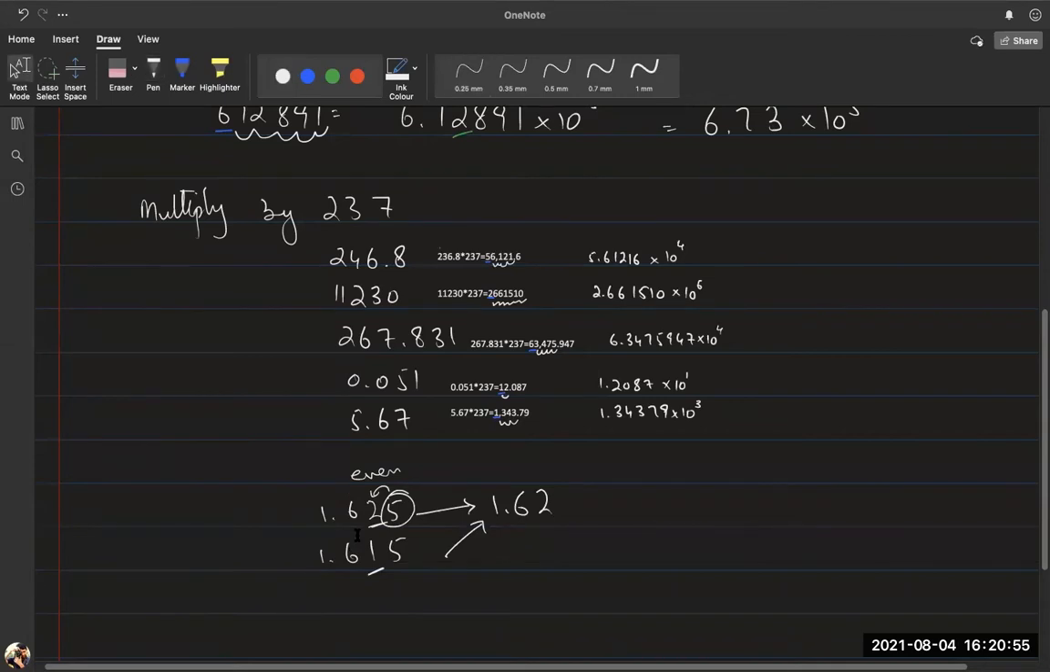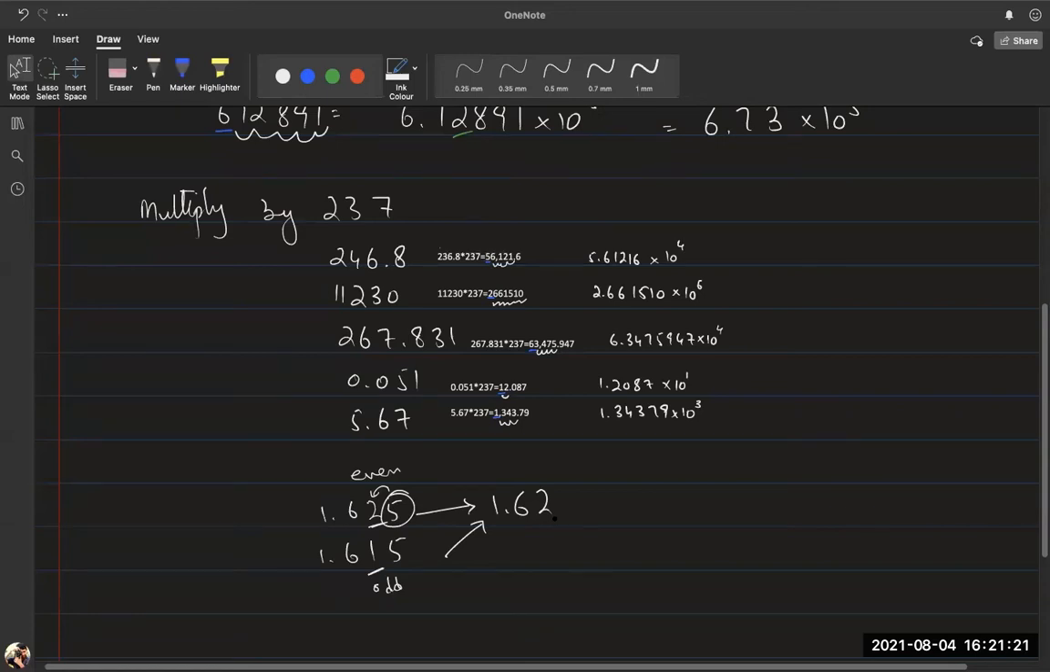Okay, so that's the rule. If you have the next digit as 5, you make it even. So 1.625 will become 1.62, but 1.615 will also become 1.62 because 1 is not even. You make it even by adding 1. So you only add 1 when you have an odd number here. So this is odd, you make it even, so it becomes 1.62. So that is how you approximate.